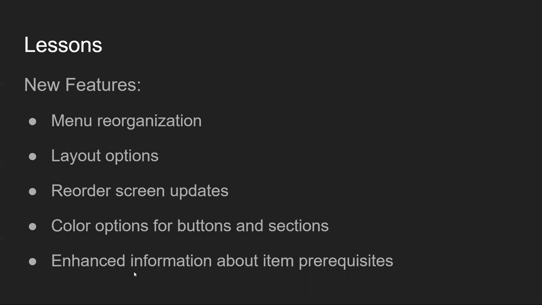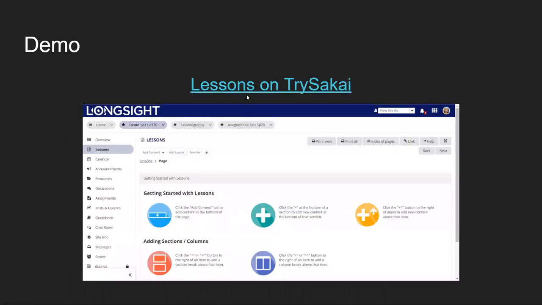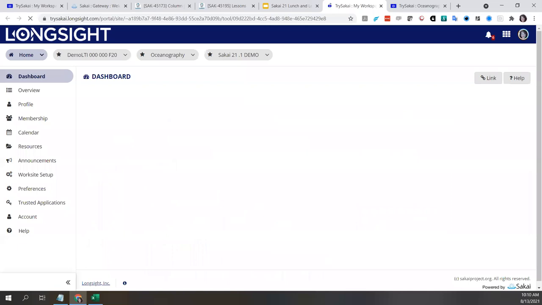There are some new page layout options that you can choose from. The reorder screen has been updated and it looks much nicer. It's easier to tell what you're moving around. There are some new color options for buttons and sections. And there's also some enhanced information about item prerequisites. So let's go through those again on Try Sakai.